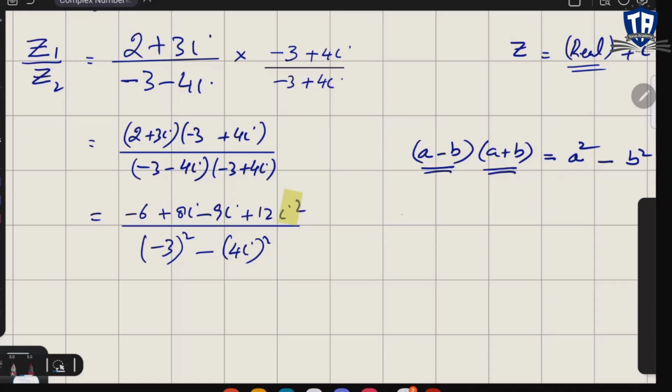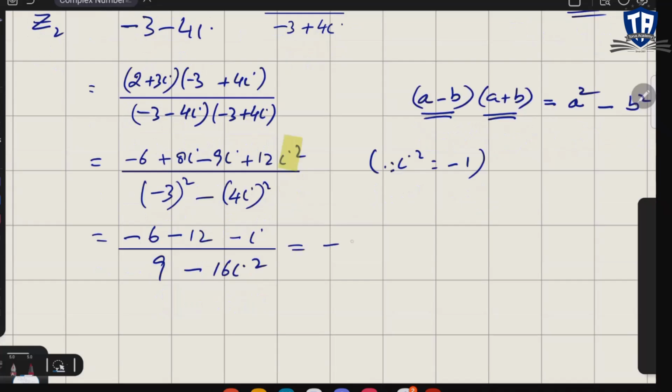So I'll write it here. What is iota square? And this will be changed. 12 iota square will become minus 12, and 8 iota minus 9 iota will give you minus iota. In the denominator, it is 9 minus 16 iota square, which is equal to 18 minus iota divided by 9 plus 16, because again we replace this iota square with its value, which is minus 1.